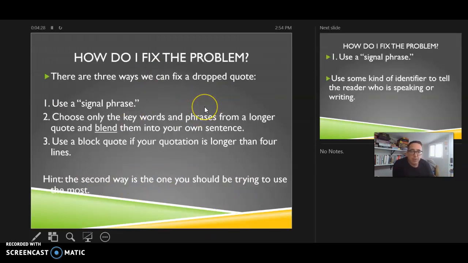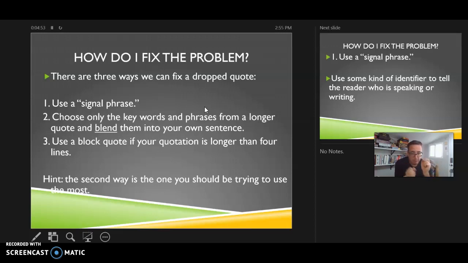Right? So there are three ways we can fix dropped quotes. Three methods that I'm going to show you. The first one is the most common, easiest one, using a signal phrase. The second one is you choose keywords and phrases from a larger quote and blend them into your writing. And the third one is using a block quotation, like I just mentioned. So using a larger chunk of text and incorporating that into your writing.